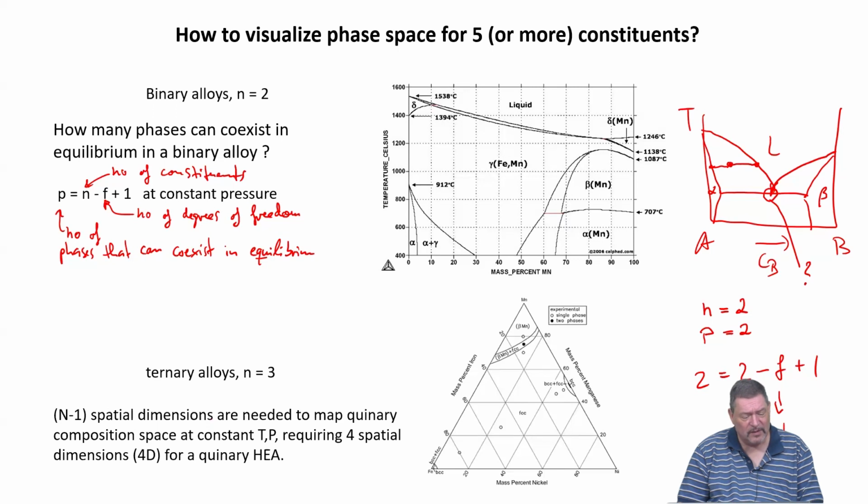The principal problem here is you need n-1 spatial dimensions to map n-dimensional alloys at constant temperature and pressure. So for a quaternary high entropy alloy, you need 4 spatial dimensions, which is difficult for me at least. Maybe you guys can do it. To imagine, right? I mean, how to have a 4-dimensional space used and how to map it on a 2D sheet of paper.